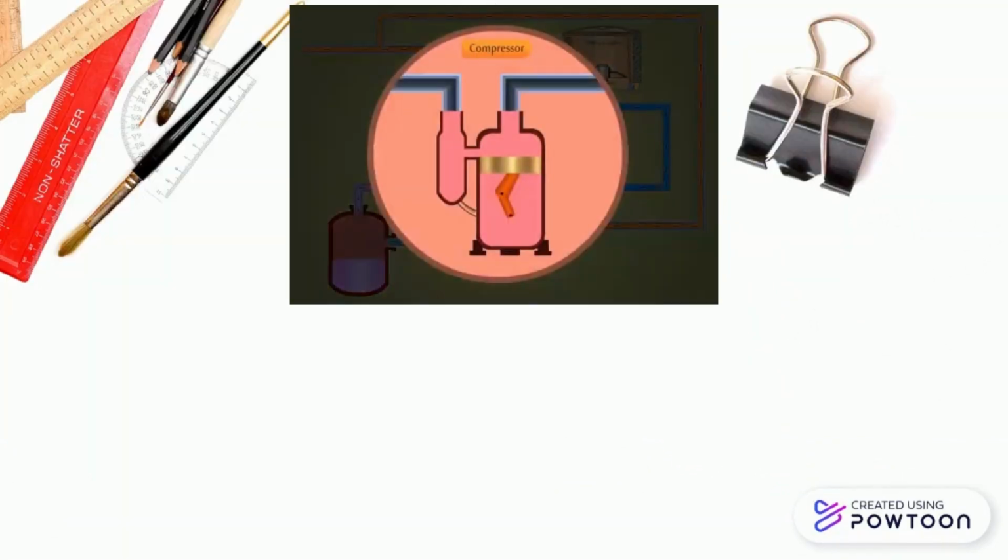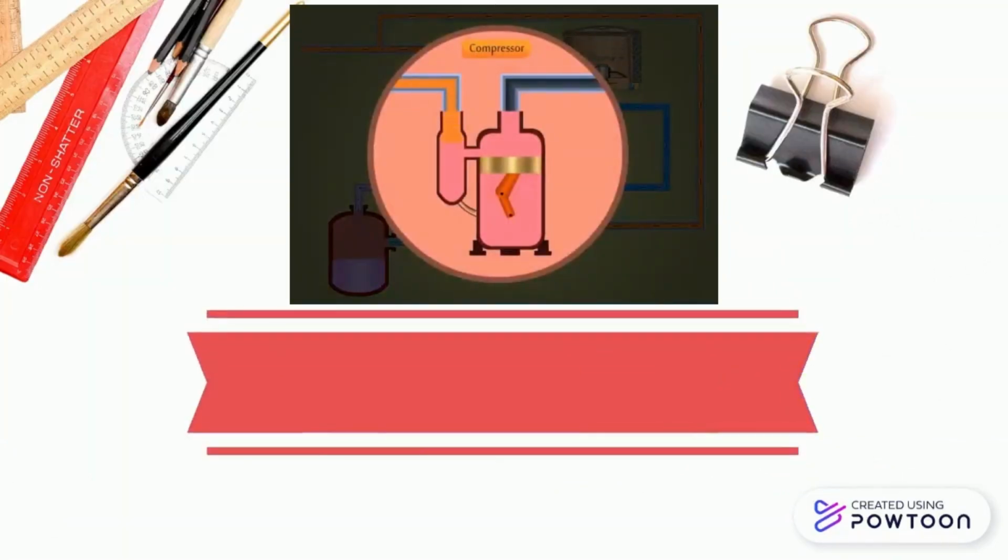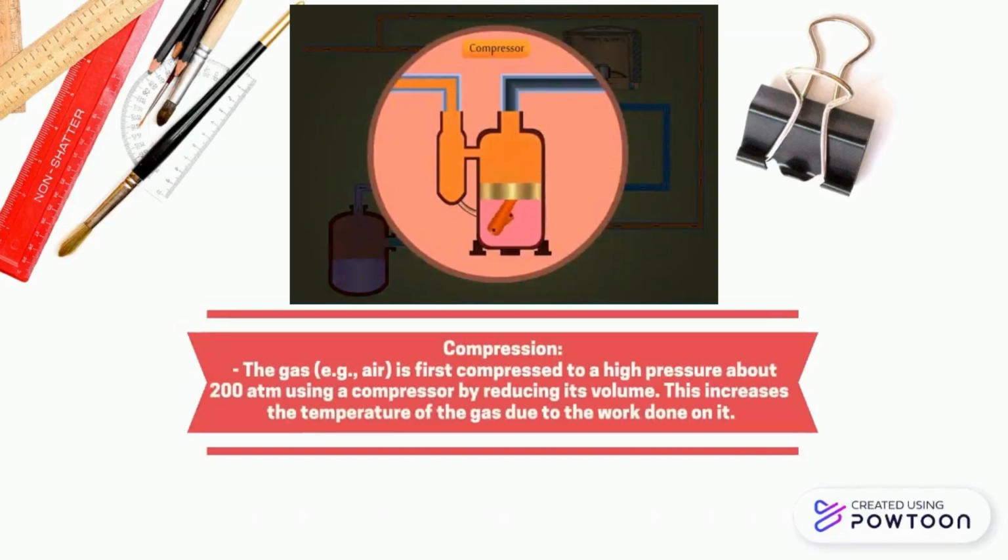First step is the compression. The gas is first compressed to a high pressure, about 200 atm, using a compressor, reducing its volume. This increases the temperature of the gas due to the work done on it.